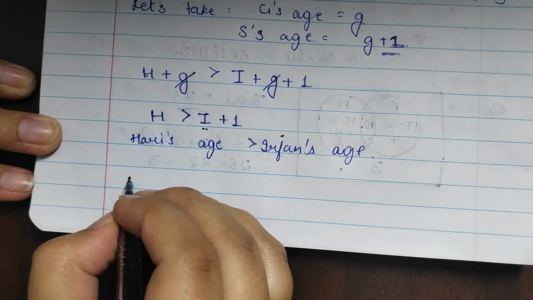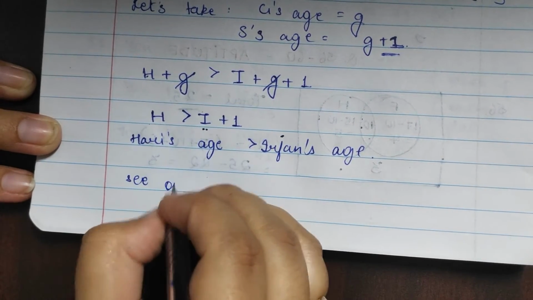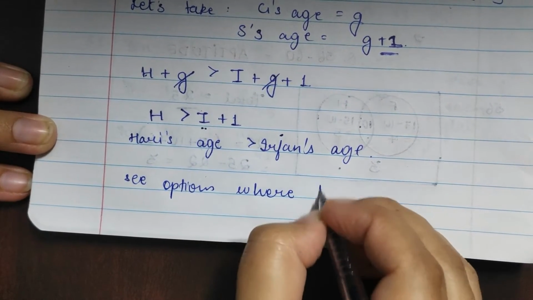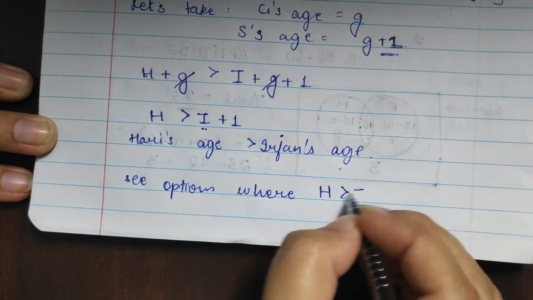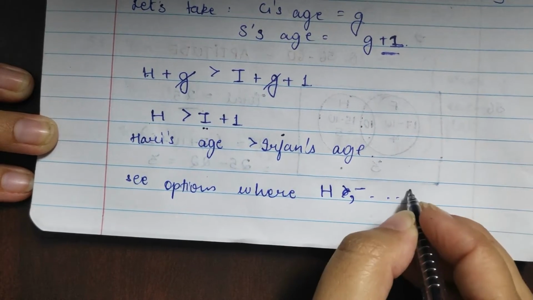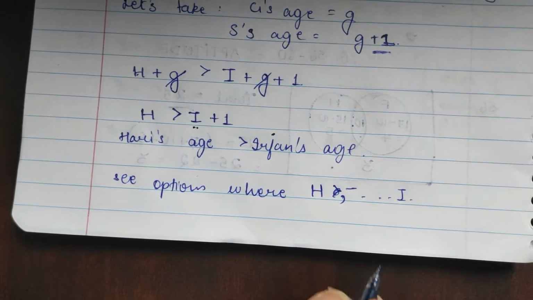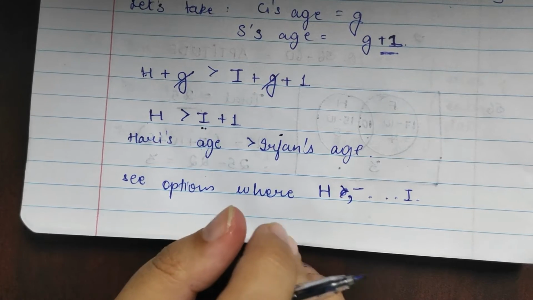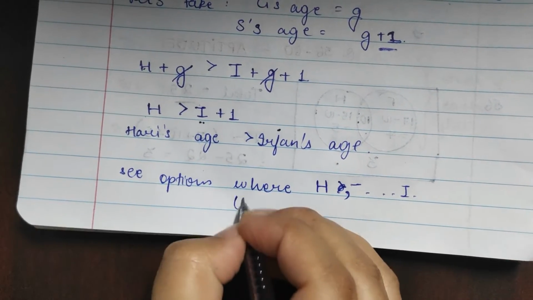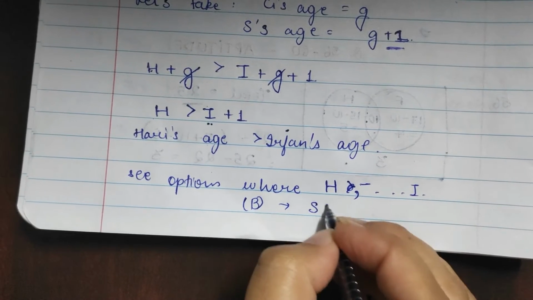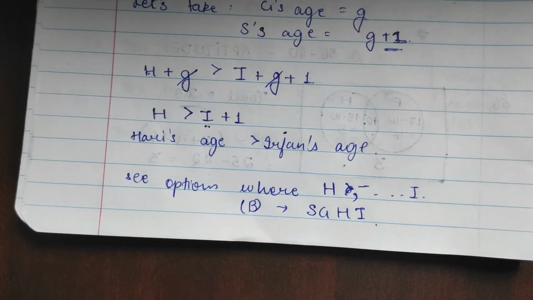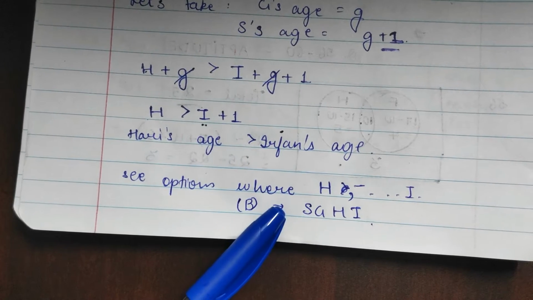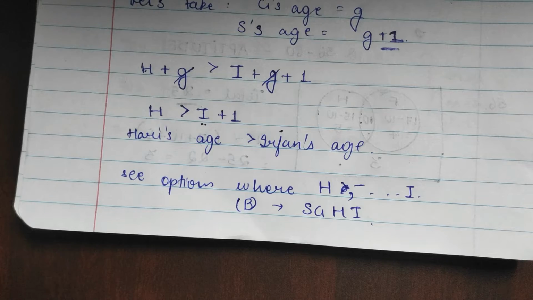So we have to see the options where Hari comes first, and then Irfan and all the other siblings come. So according to this, the only place where it comes is option number B, which is SGHI. So basically the question is, in what order were they born? Oldest first, so Saira, then Geeta, then Hari, and then Irfan.